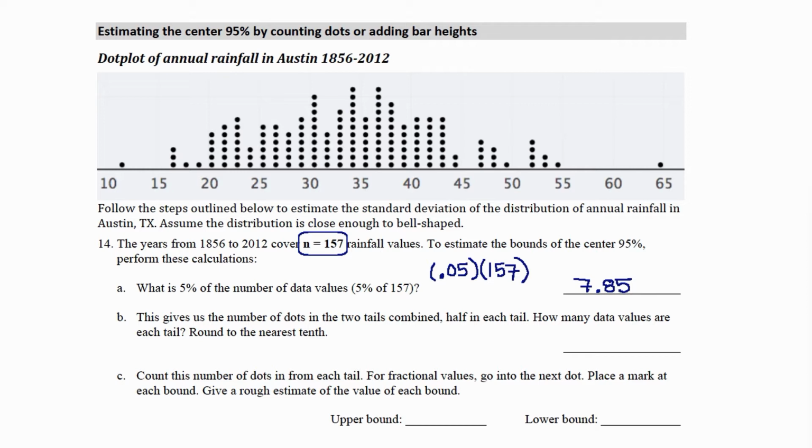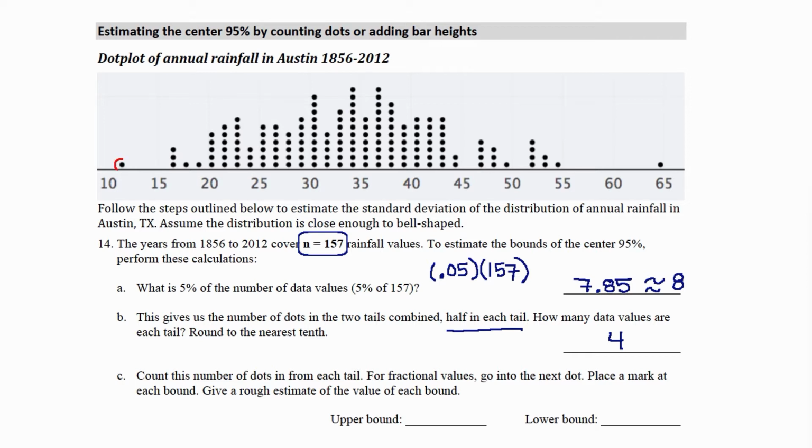So if we want to split that in half, let's just call it approximately 8 because it's pretty close to 8. We would say that half of them are in each tail, and therefore we would expect to see 4 dots in each tail. Now coming up to our graph, let's count those dots.